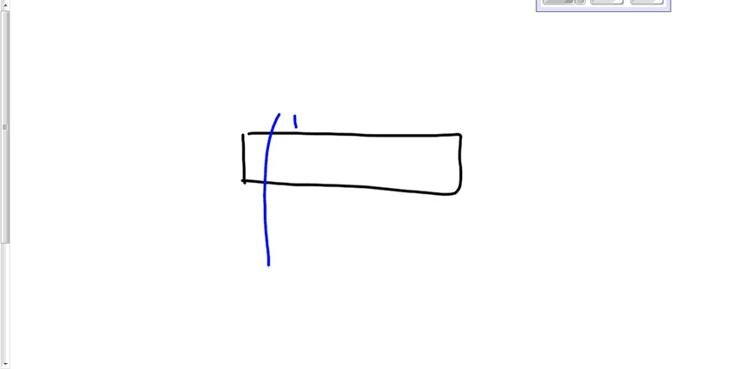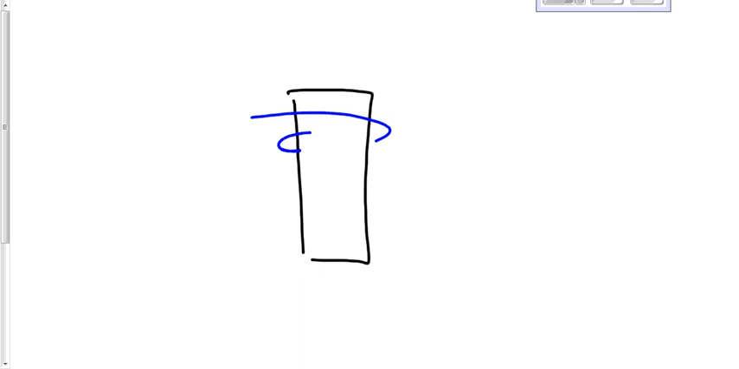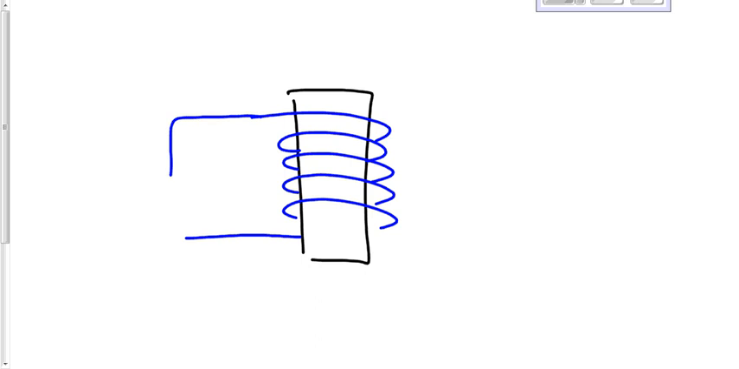Actually, let's make this vertical. There's a battery over here, but you're not given the polarity of the battery. There's a current flowing through this wire, but you're not told which direction the current is flowing. This is a non-magnetized ferromagnetic material that becomes magnetized such that this becomes the north pole and this becomes a south pole. Understand what I've got set up here.